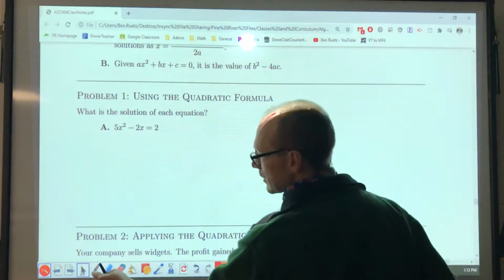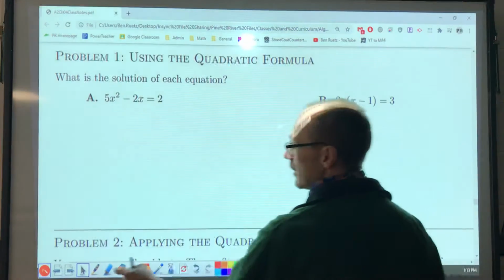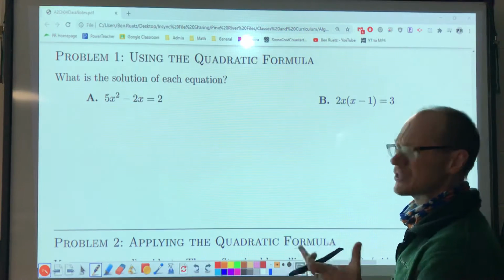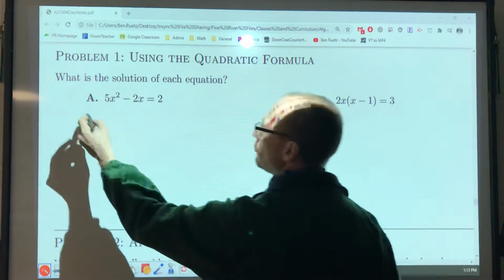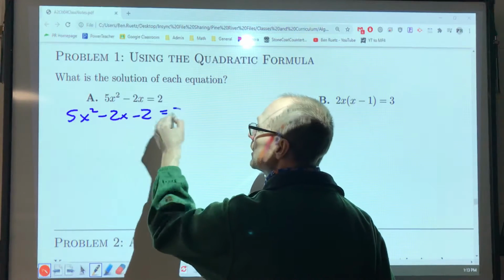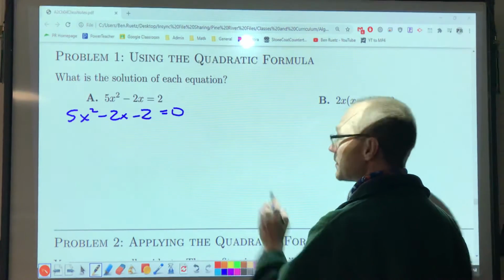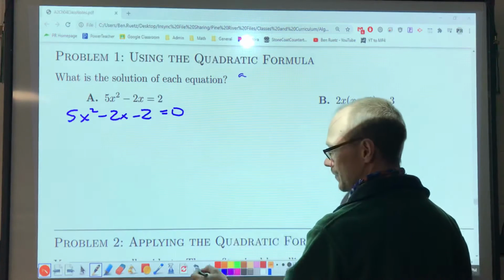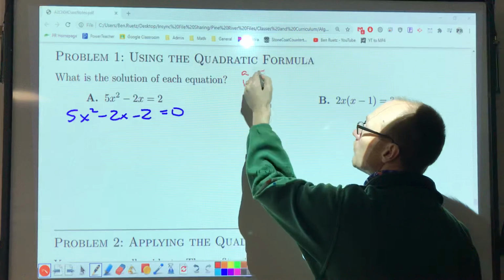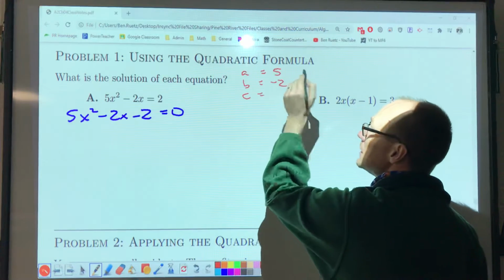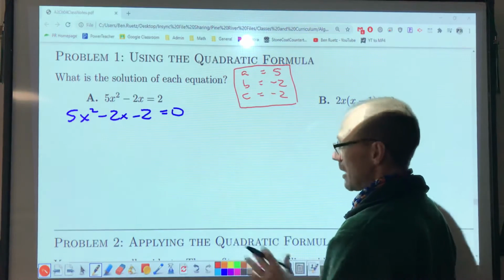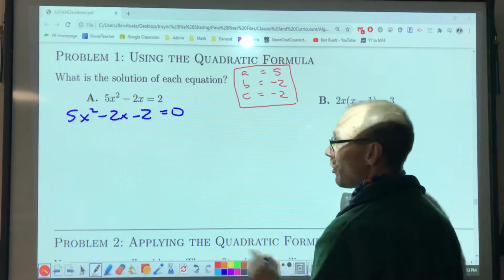So in fact, let's work through this first one. I'm going to zoom in quite a bit, and you've also got the answer key worked out as well. You notice this is not set equal to 0, so I need to move the 2 over so that I have 5x squared minus 2x minus 2 equals 0. And I'm going to label specifically what my a, b, and c are. I know my a is 5, my b is negative 2, and so is my c, also negative 2.